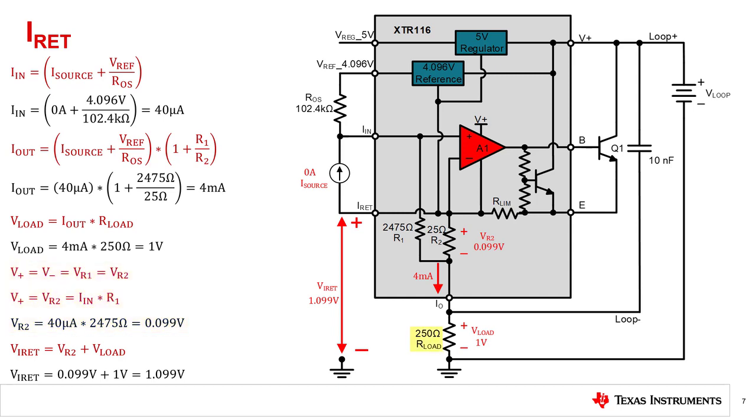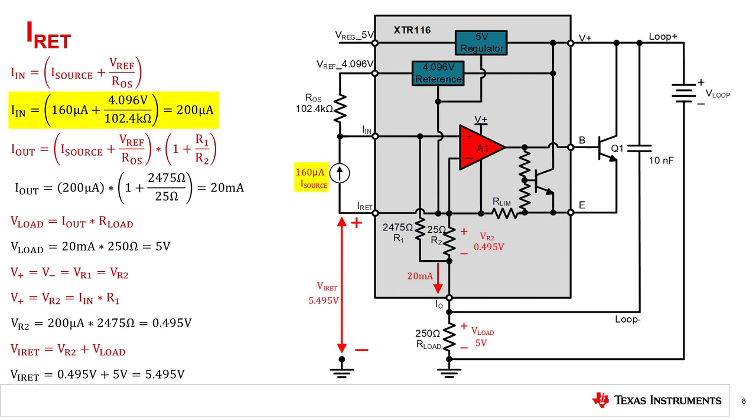If we have a 250 ohm load at the output of the transmitter, we can calculate the voltage at the load. Based on the transfer function derived earlier, an input current of 40 microamps will give an output of 4 milliamps. To calculate the voltage across our load, we multiply 4 milliamps by 250 ohms to get 1 volt. This means that the voltage at I-return referred to ground is 1.099 volts.